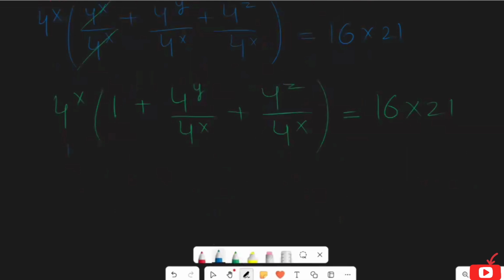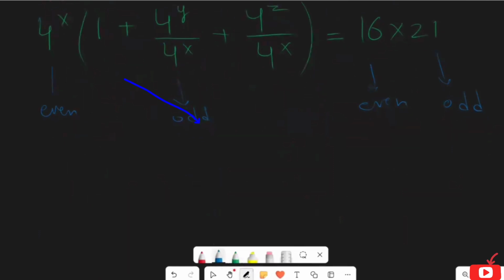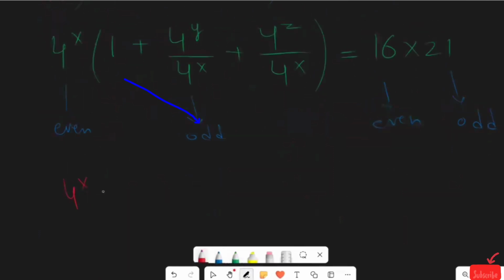This is our even value, this is our odd value, and this is our even value, and this is our odd value. So I am going to write 4 to the power of x with 16, the even value, and this 1 plus 4 to the power of y over 4 to the power of x plus 4 to the power of z over 4 to the power of x is equal to 21.